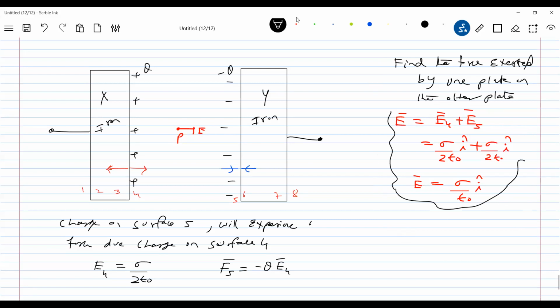Now come for this. Let's substitute all the things. F5 bar is equal to minus Q, E4 is how much? Sigma by 2 epsilon naught I cap. Look at minus I cap. So that force will be towards the left because we got a negative sign. So therefore the charge present here is going to experience a force in this direction.